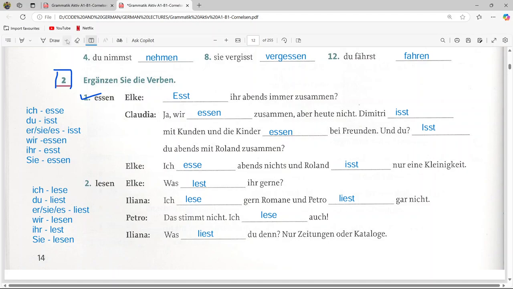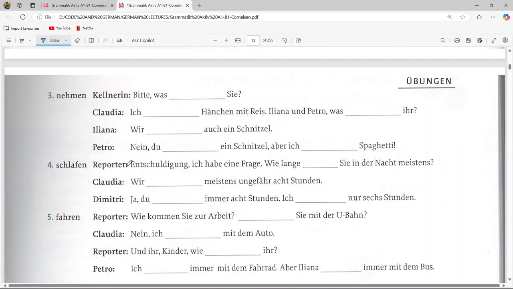Okay, so this one is also solved. We go down, solve the next. We have the verb nehmen, so we just at first try to write the conjugation. For ich it is nehme, for du it is nimmst.